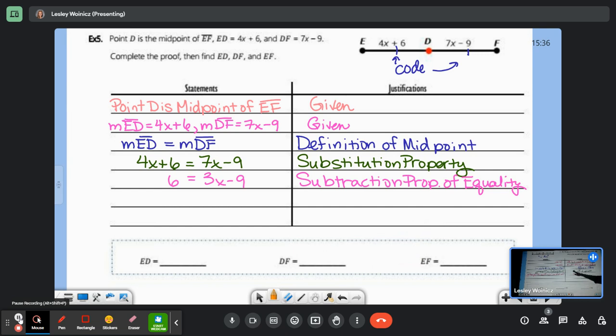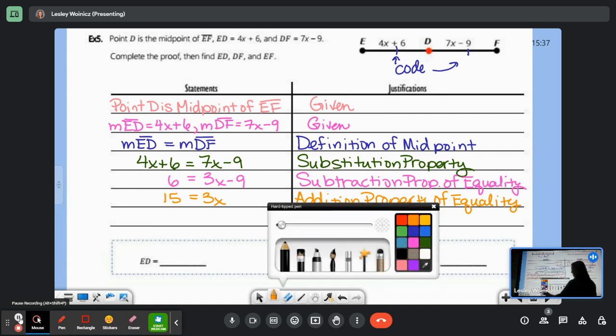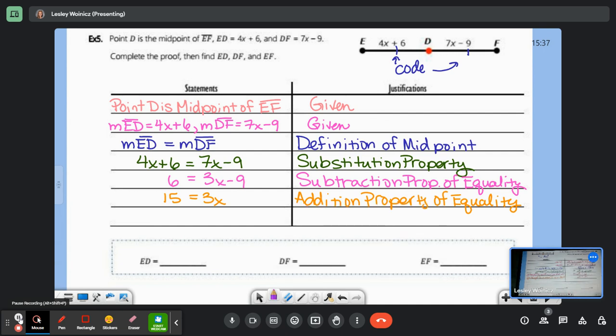Okay, how do we get rid of a negative 9? Add 9 to both sides. You guys better help me with this. My adding has been bad today. 15 equals 3x. That was our addition property of equality. Okay, last one. We're almost there. Home free. What's x? Yeah. So that was our division property of equality.